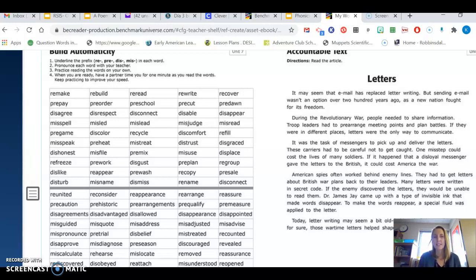The next one is dis. Dis means the opposite of. Okay, so if we look here, disagree, that means the opposite of agree is disagree. Or disrespect is the opposite of respect. So go ahead and find 2 or 3 more that start with dis.